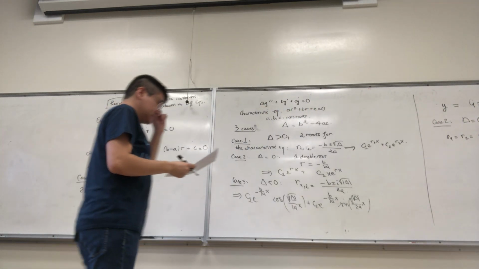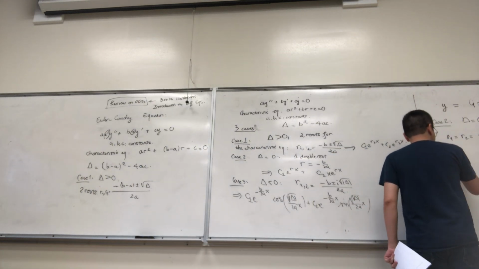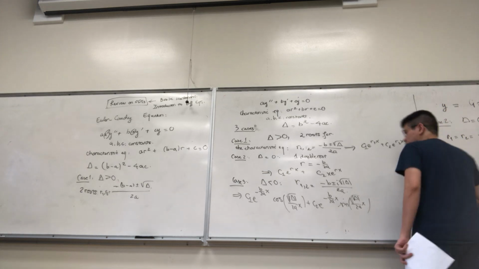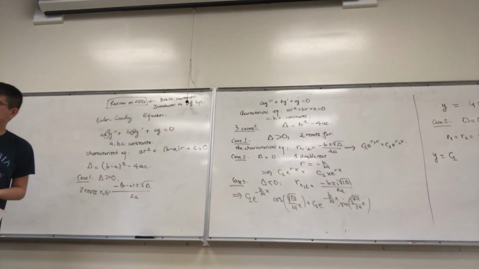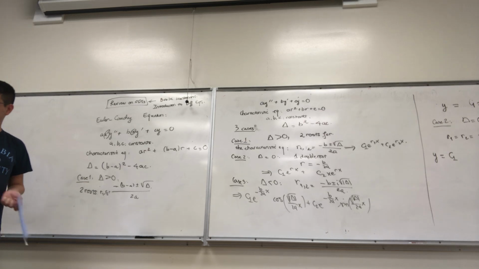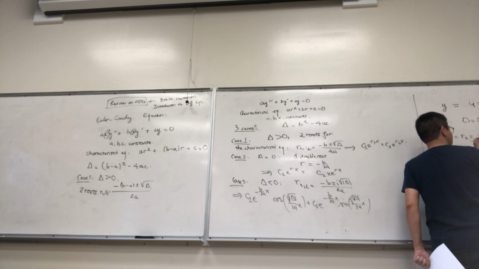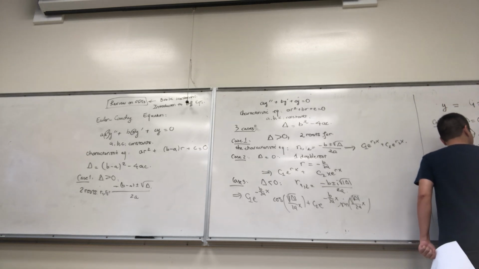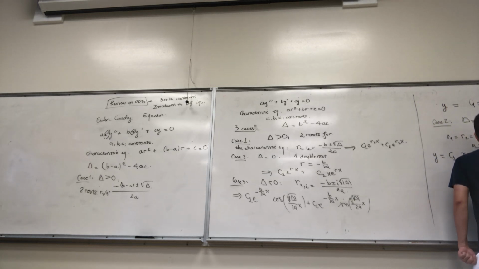And then in this case, y will be C1 times, what is the first term here? x to the R1. So here you have x to the (a minus b) over 2a. And then the second one will be log x times x to the (a minus b) over 2a.